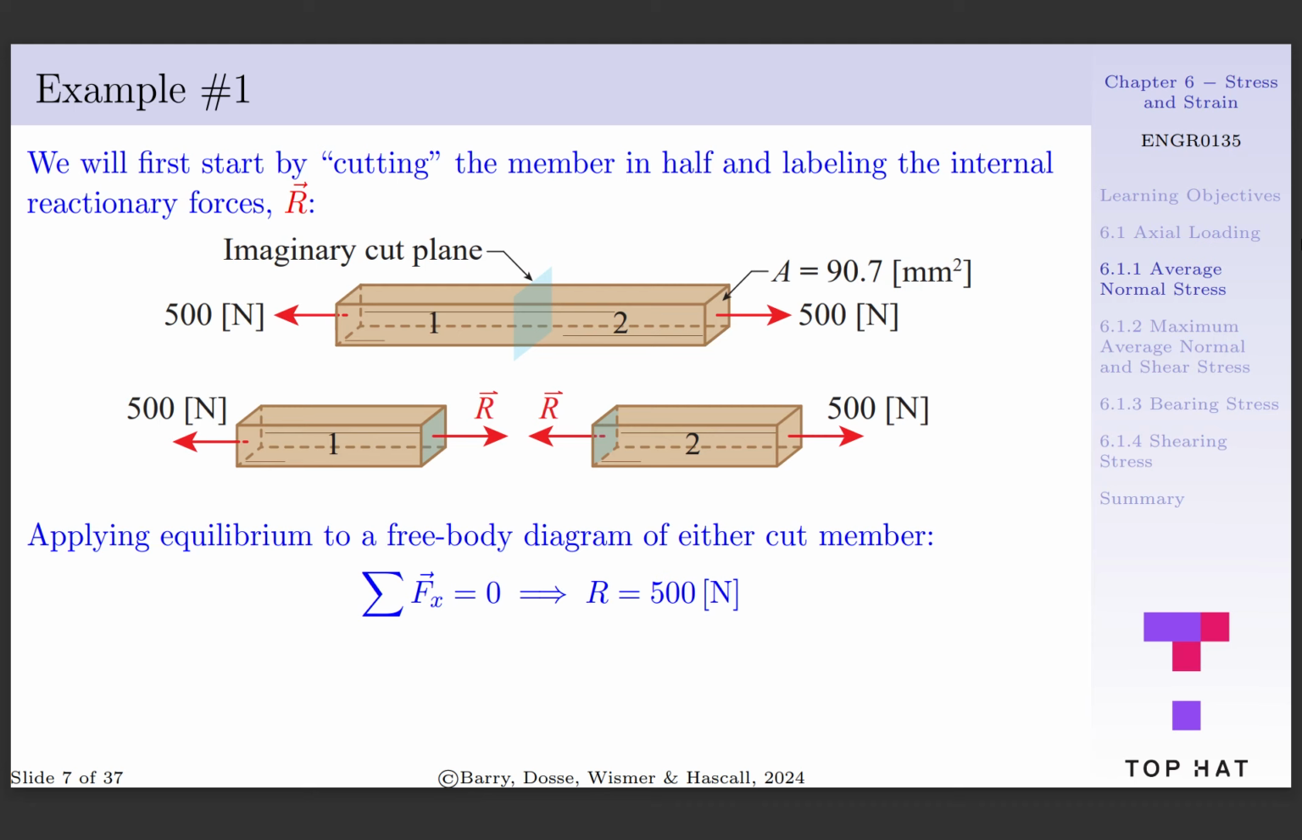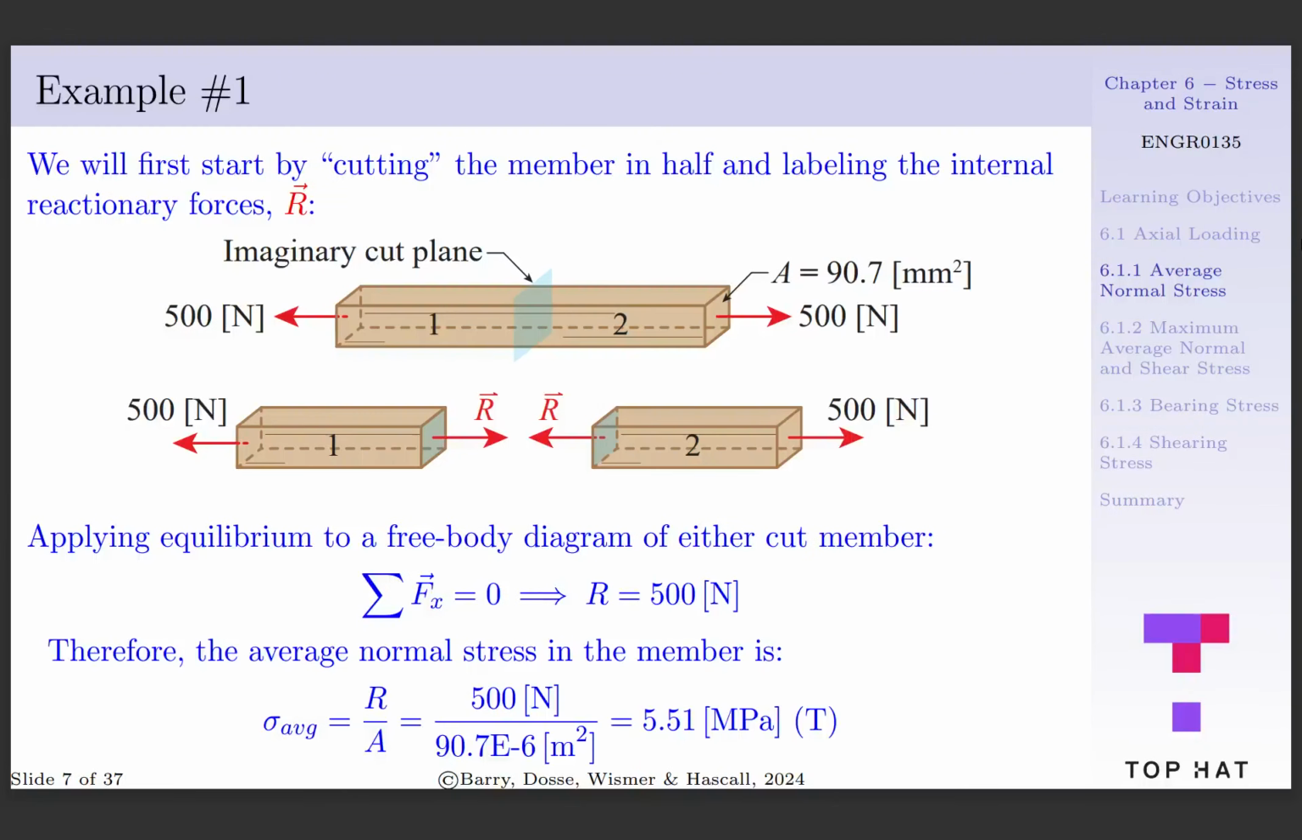Since the summation of the forces in the x direction is equal to 0, we find that R is equal to 500 newtons. We can now insert this value into the equation for average normal stress. Sigma average is equal to R per A, where the internal reactionary force R is 500 newtons, and the area it's acting on is equal to 90.7 millimeters squared, or 90.7 e to the minus 6 meters squared. Dividing this gives an average normal stress of 5.51 megapascals. Since this value is positive, we note that the member is in tension.